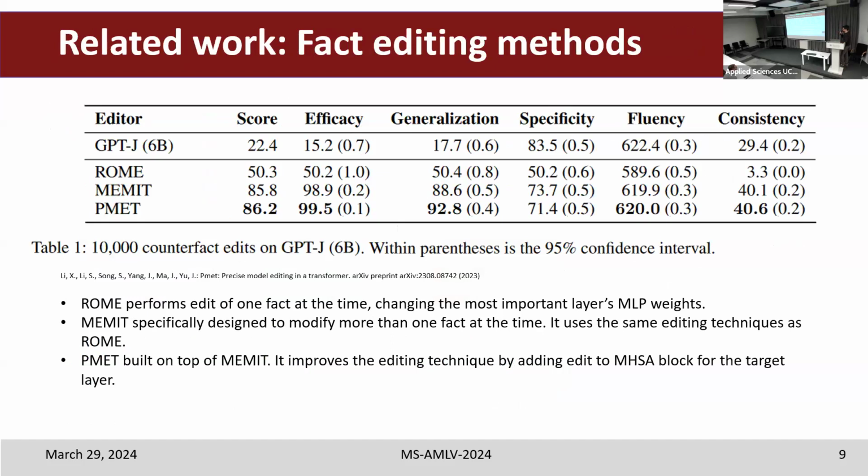So the first one and the simplest is ROME. It performs an edit of one fact at a time and changes the most important layer's MLP weights. So how is it done? They are calculating the vector which represents the subject and also the vector that represents the attribute that should be updated or inserted into those MLP weights. Then, using those two vectors, they are updating the matrix, solving the least squares problem.